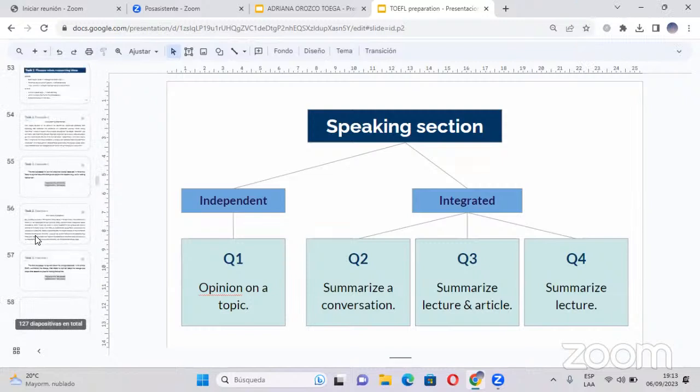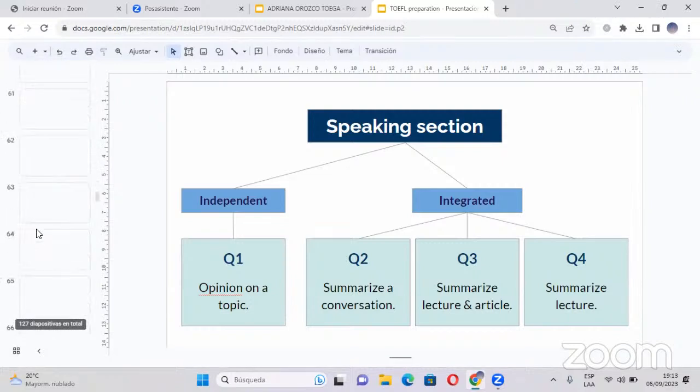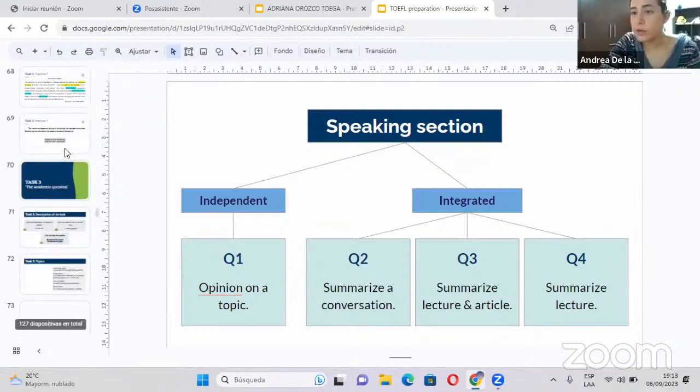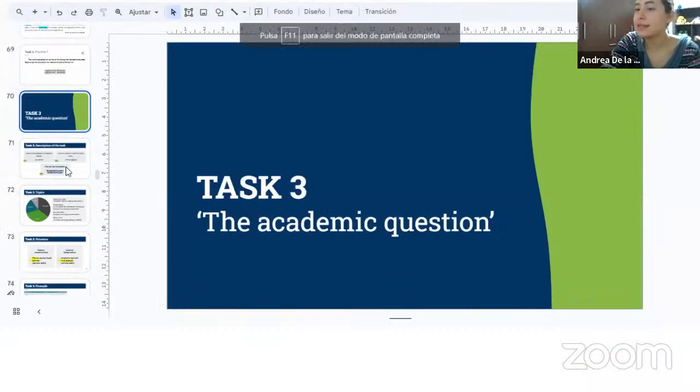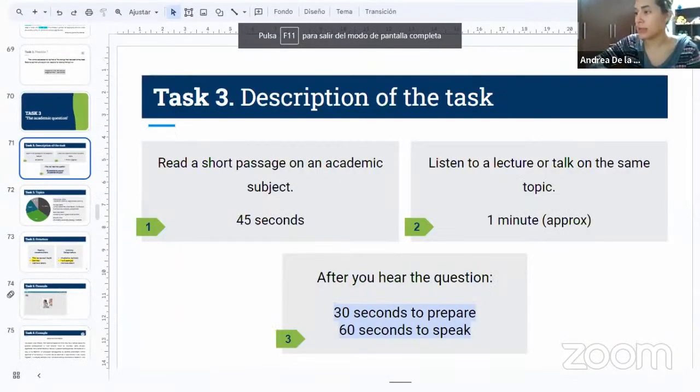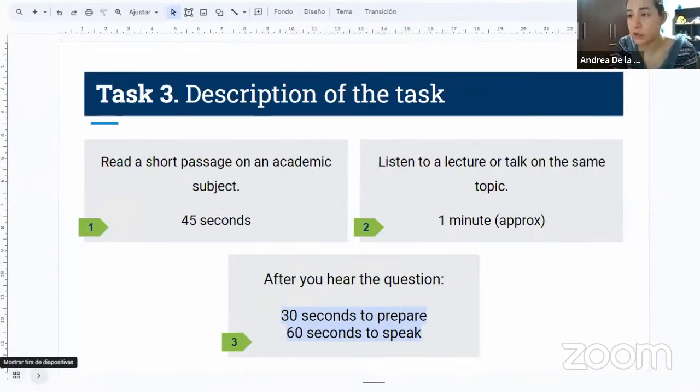No, miss. Okay. So this third question is very similar to the second in terms of the format. What you guys have to do is exactly the same as in the second. That means that first you have to read a short text. You have the same time to read. You have 45 seconds to read it.